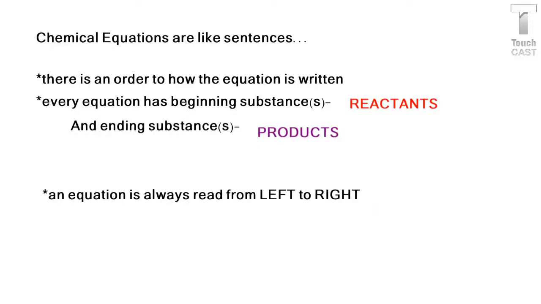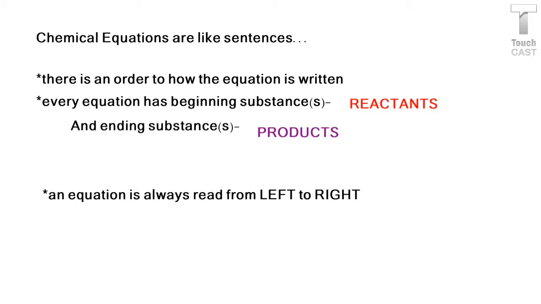Well, what happens if you're presented with a word problem that just has the chemical formulas and chemical symbols for the particular elements? Well, you end up with a chemical equation. So what is a chemical equation? Well, they are like sentences. You put letters together to make words, and then you put words together to make sentences.